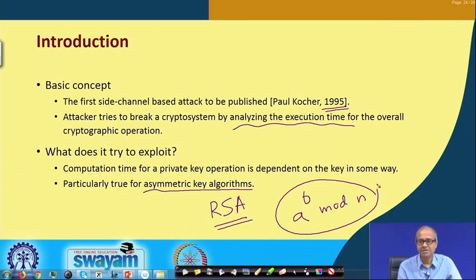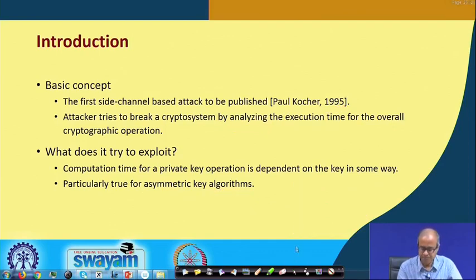Now, if I can measure the time, we will see that we can get a lot more information about this number b. This b is actually the key, the power, either the public key or private key, whatever, b is the key. So, if I can measure the time, I can get a lot of information about this b, and let us see how.